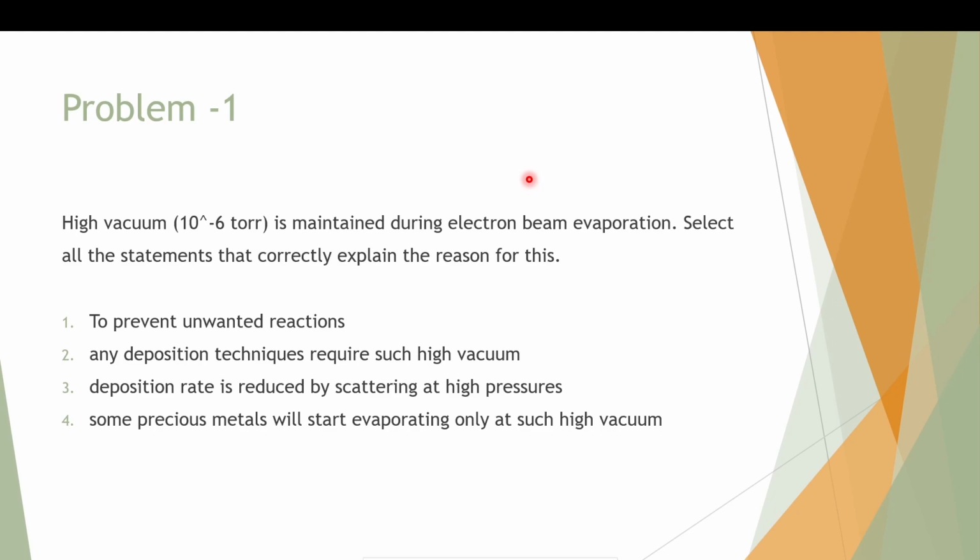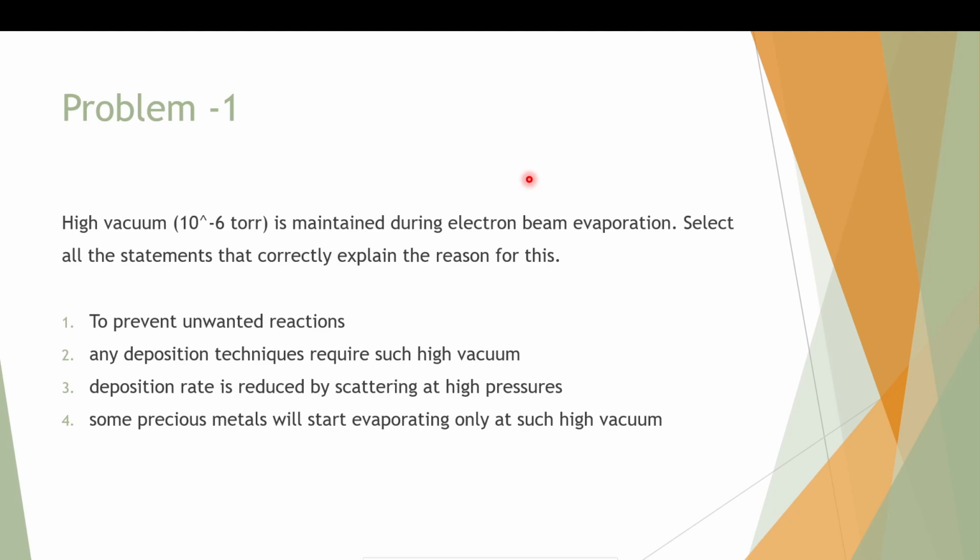If all those particles are in the way of the vapors, then one, they might also get deposited on the substrate, and two, they might obstruct the vapors. Option 3: deposition rate is reduced by scattering at high pressures. True, thanks. So that is indeed true. There will be scattering because there will be particles in the chamber. So that is one of the answers.